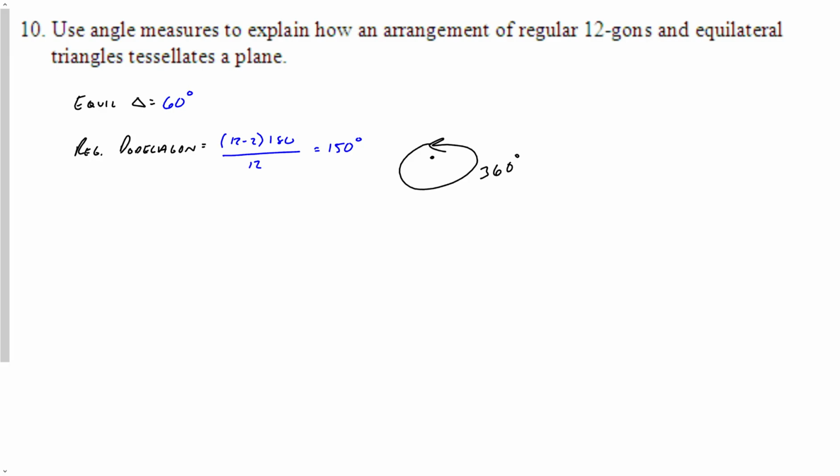Is it possible to use those two numbers to come up with exactly 360 degrees? Well, if I use one equilateral triangle and 2 dodecagons, that gets me exactly 360 degrees. So you'd have to write out that you'd have 2 dodecagons and 1 equilateral triangle meeting at each vertex in order to perform a tessellation.